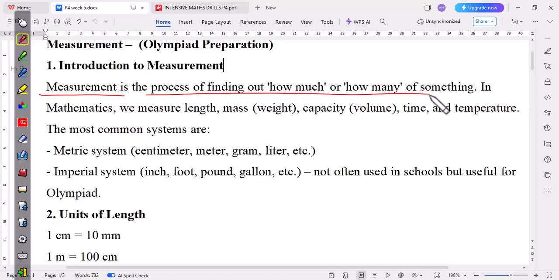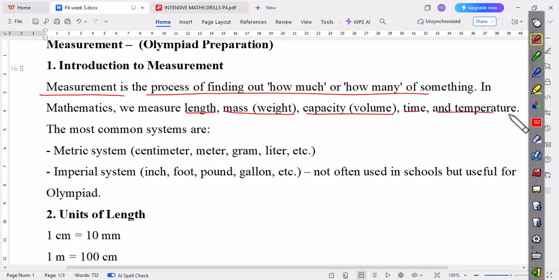So in mathematics, measurement has many kinds, including length, mass or weight, capacity or volume, time, and temperature. Some combinations of these measurements form another measurement. For example, we have speed, the combination of length and time.